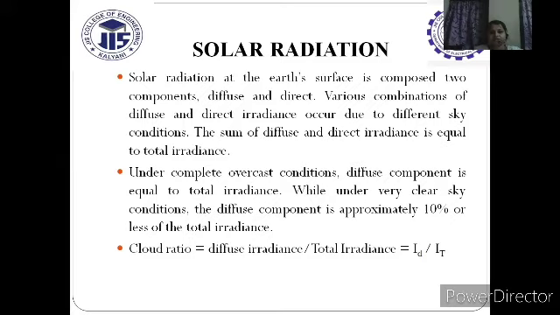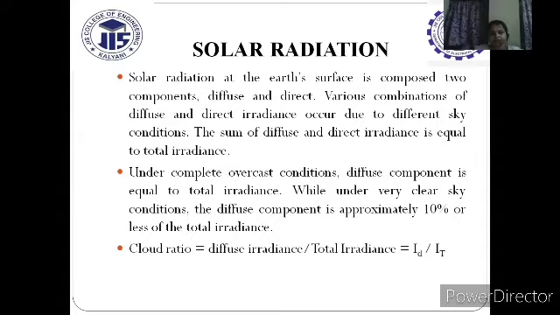Now solar radiation. Solar radiation at the Earth's surface is composed of two components, diffuse and direct. In direct reflection, sunlight directly falls on the surface and is then reflected, where the angle of incidence and the angle of reflection are equal. Another one is diffuse reflection.